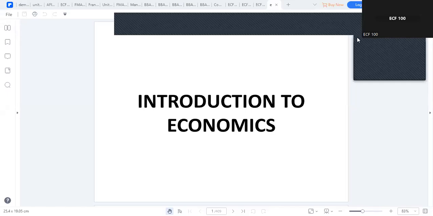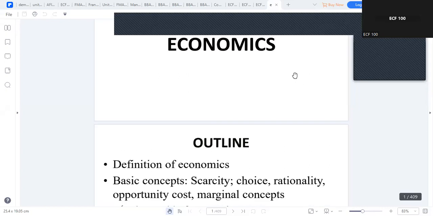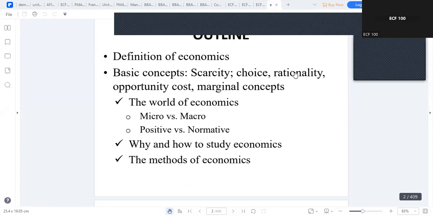Welcome to the introduction to microeconomics. So we're going to look at the definition of economics and define the basics of economics, which stem from scarcity, choice, rationality, opportunity cost, and the marginal concepts. And so we will begin by understanding the world of economics, which comprises both micro and macroeconomics.